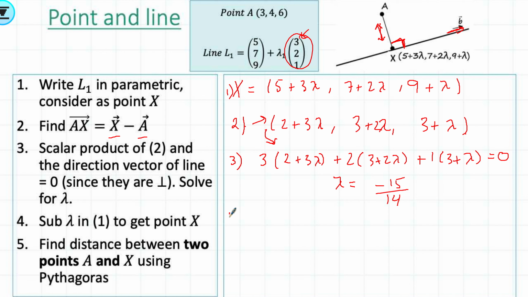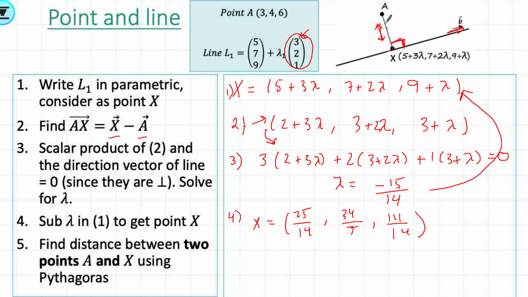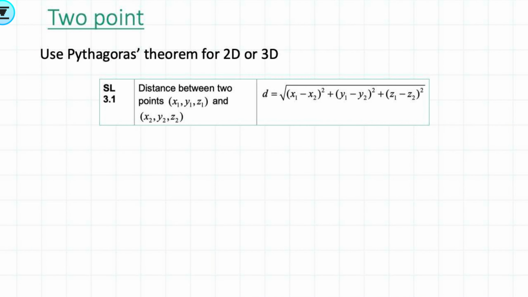And so this point x, if I now substitute this lambda back into here, is going to be 25 over 14, 34 over 7, and 111 over 14. So this is my point x, this is my point A, and this is now the shortest distance between them. So I just find the distance using the normal 2-point formula, and the distance here is 2.43 to 3 significant figures. Okay, 2.43 units. You'll notice that a lot of the questions, we will always try and reduce it back to something like 2 points.